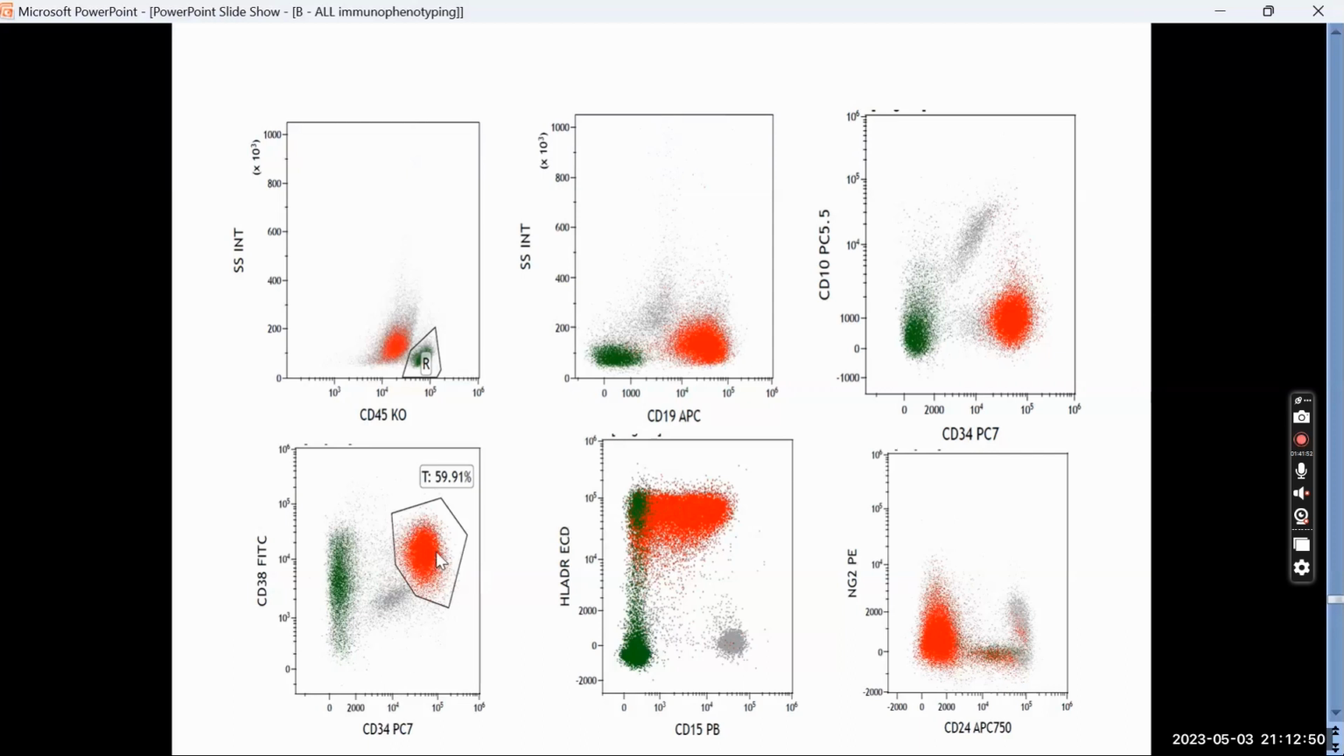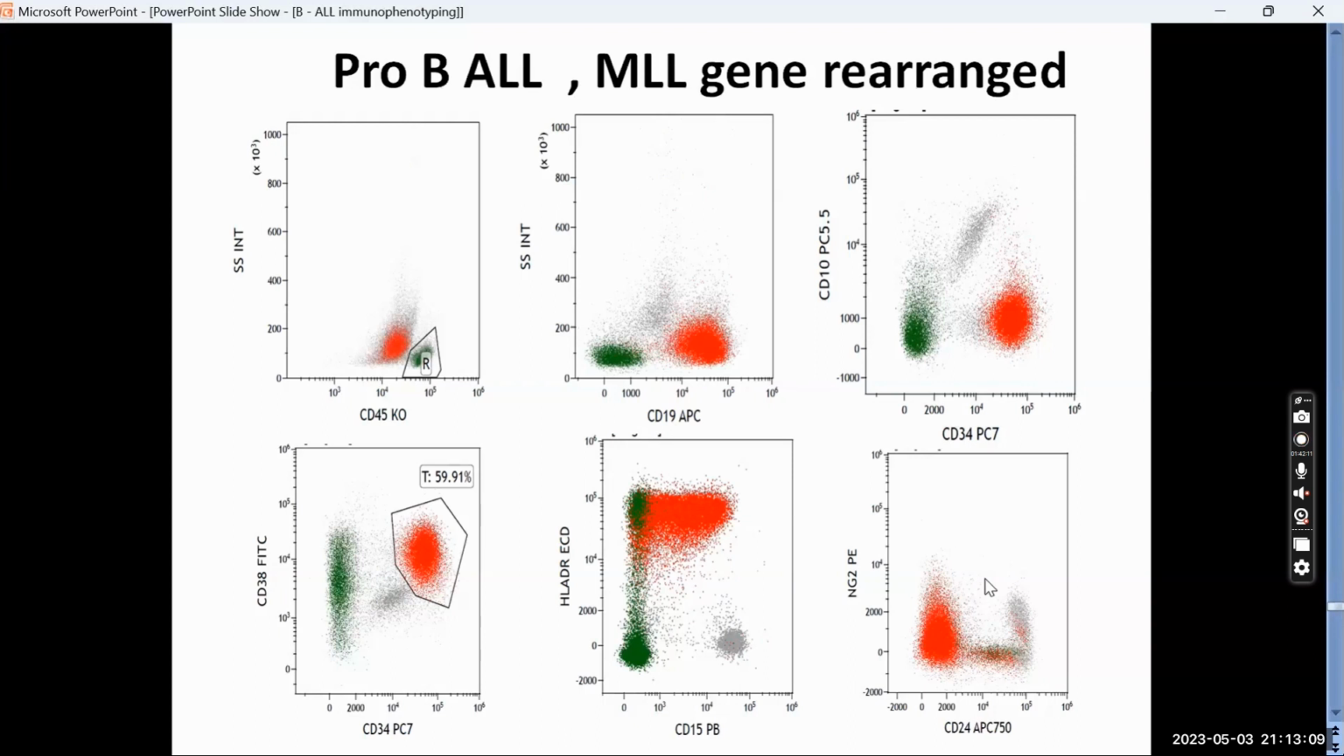So it is CD38 positive, CD34 positive. Assuming now CD22 is positive and cytoplasmic CD79a is positive. HLA-DR is positive. CD15 is expressed in a variable fashion, from negative going into the positive area. This is normal neutrophils as controls. And NG2 is slightly dim positive. Now this is a classic case of pro B-ALL.